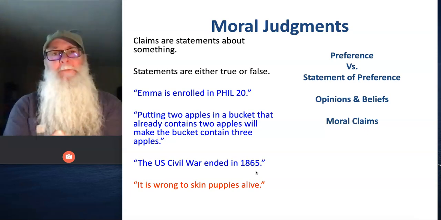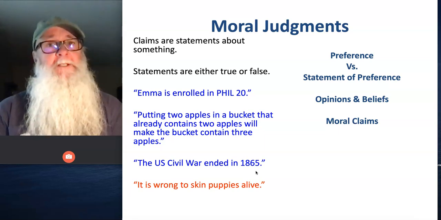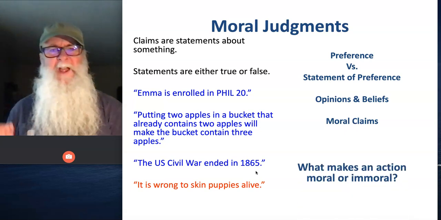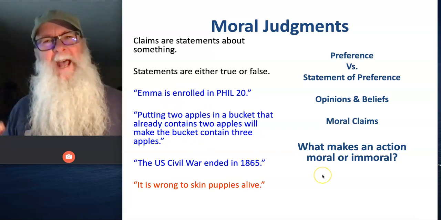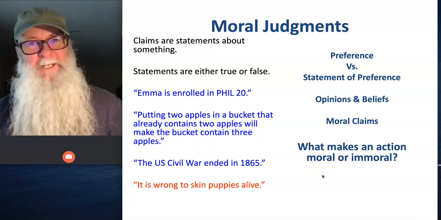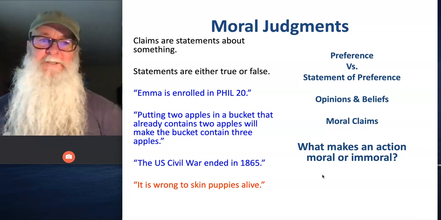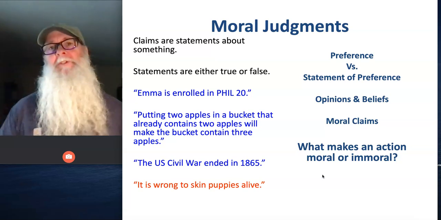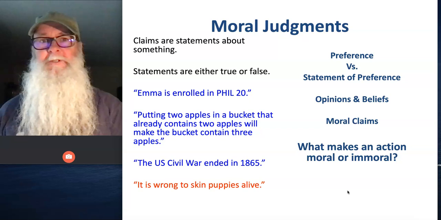So that means if you believe this statement is true and I believe this statement is false, one of us is wrong. Because all statements are true or false. They can't be both true and false. So then the question for us is, all right, I know how I would prove these other statements to be true or false. How do I prove that a particular moral claim is true or false? And that's going to force me to answer this question. What makes an action moral or immoral? Because if I can define what those criteria are, then I can use those to evaluate whether or not this statement about puppies is true or false.